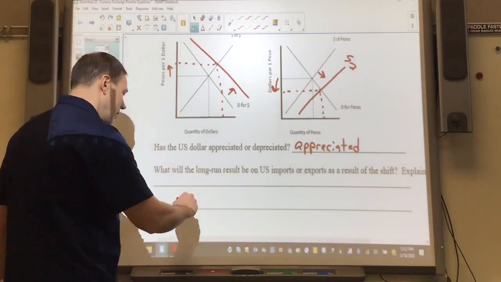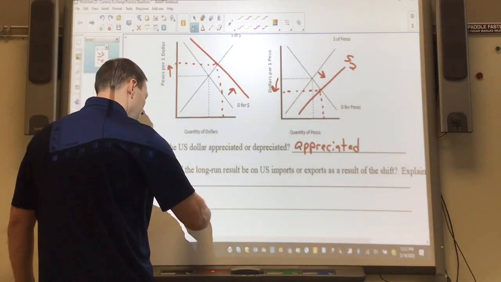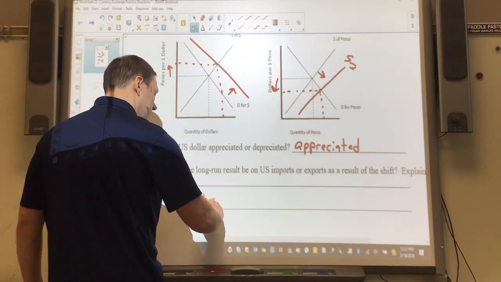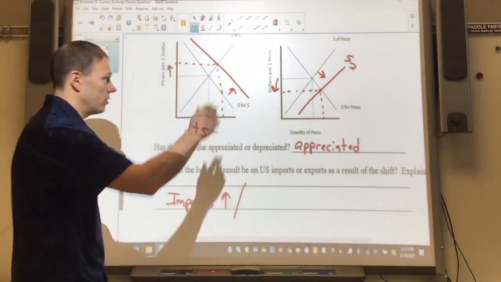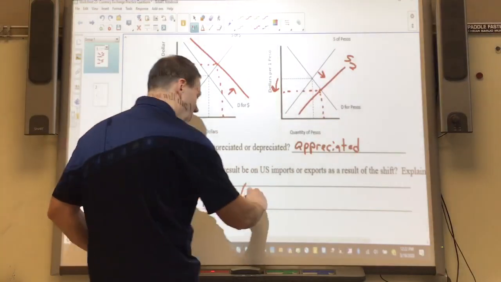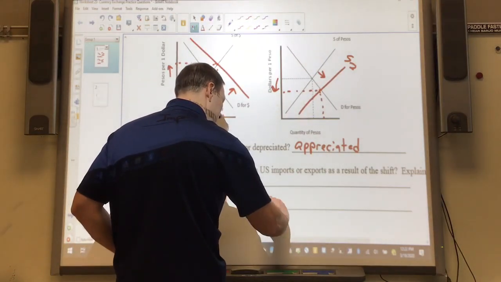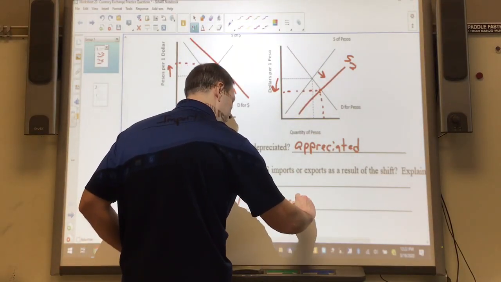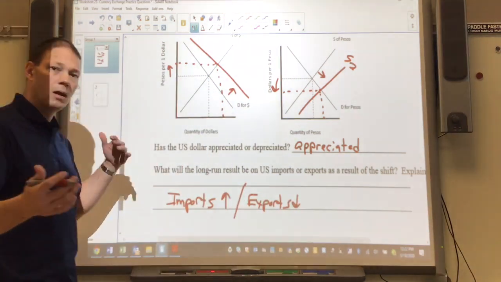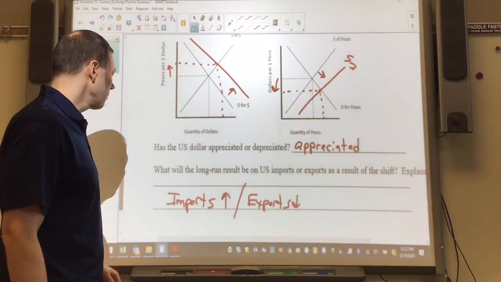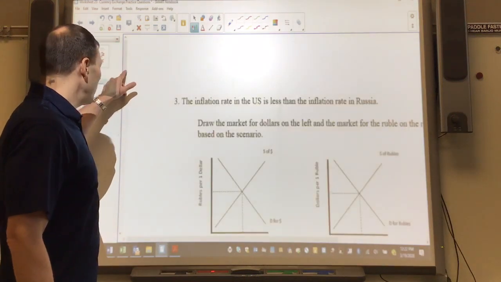the long run is imports to America are going to decrease. I'm sorry, take that back. Imports are going to increase because their stuff is cheaper, and exports to Mexico are going to decrease because our stuff is more expensive. Okay, again, that's a long run scenario where you start to see the effect on balance of trade. Okay. All right, let's look on the back here.